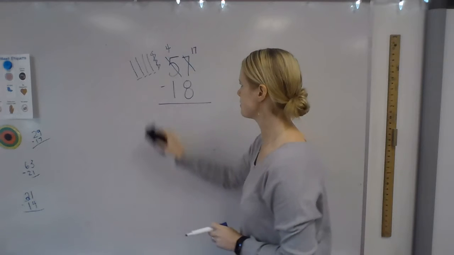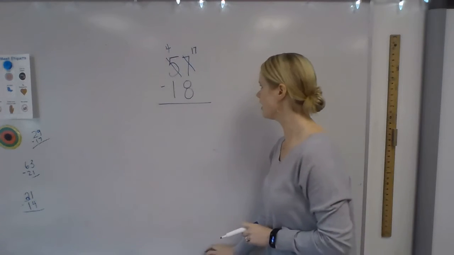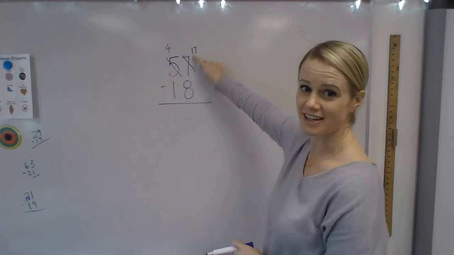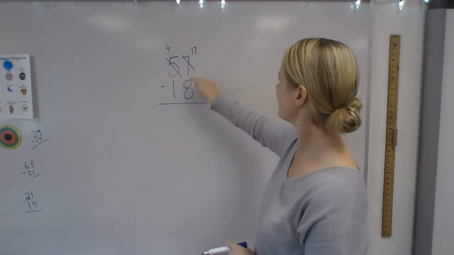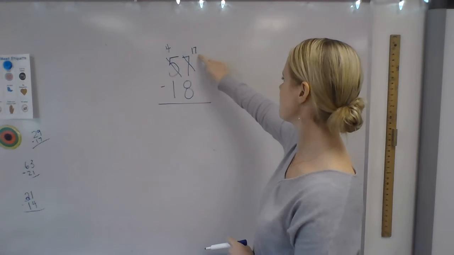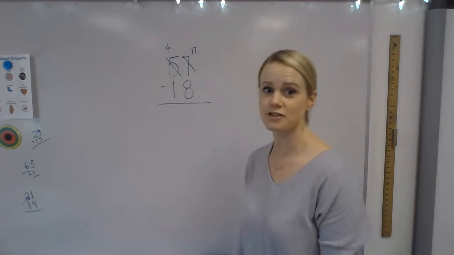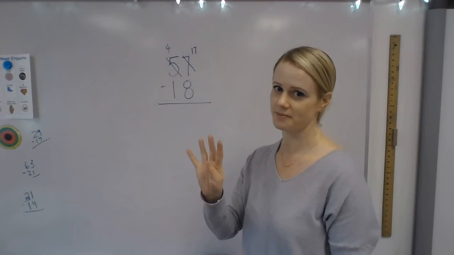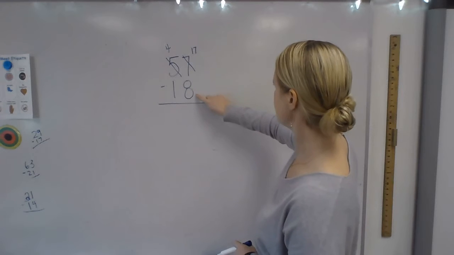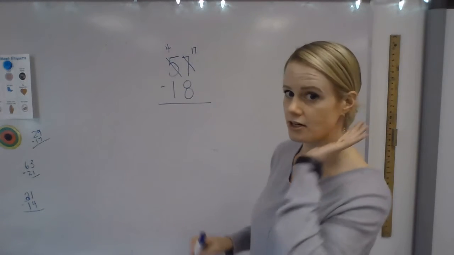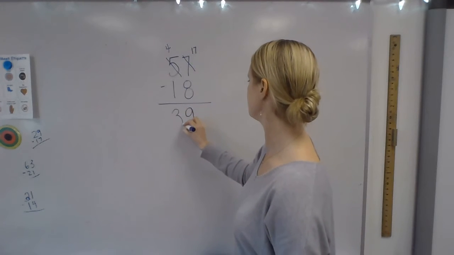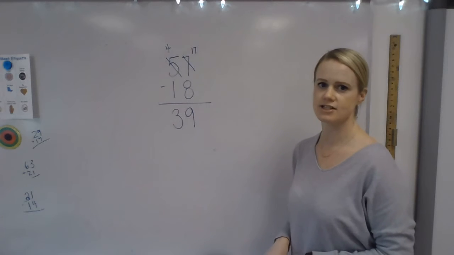So this is a pattern you're going to notice: if you do have to borrow, in the ones column you just put a 1 in front, right? 7 becomes 17, you just add that 1 in front. You always do this. So 7 becomes a 17, and the tens column always just goes down by 1. So 5 becomes a 4. Okay, I'll show you this pattern again. Let's do our subtraction first, though. 17 minus 8 is 9. And 4 minus 1 is 3. So 57 minus 18 is 39.